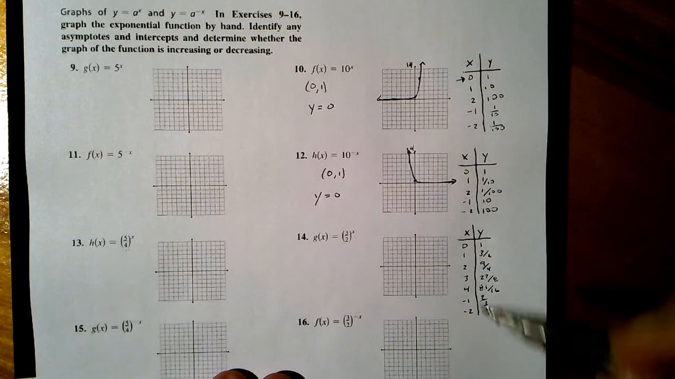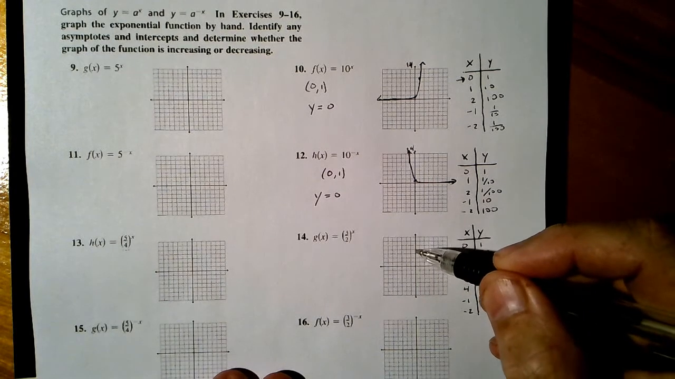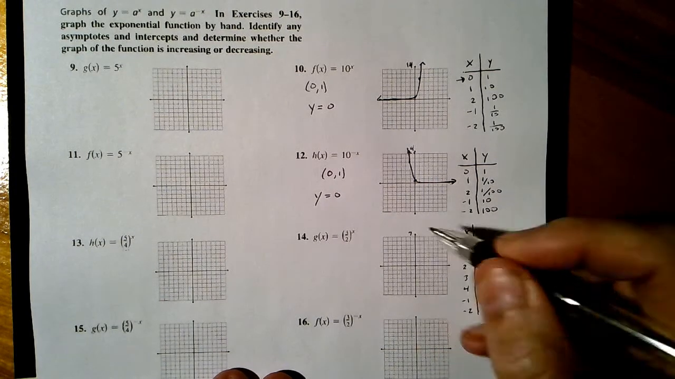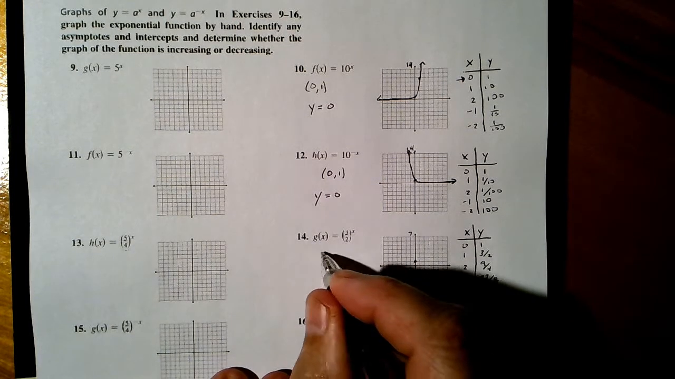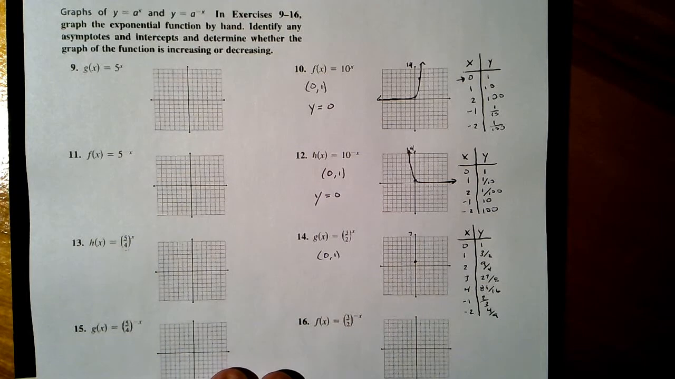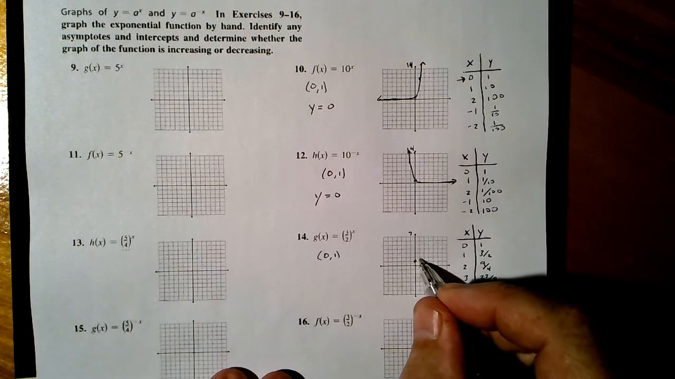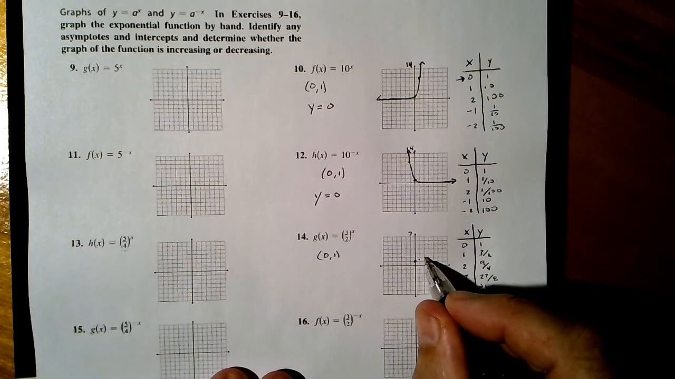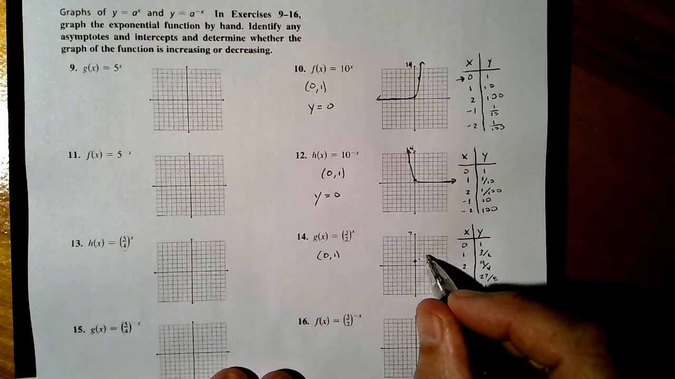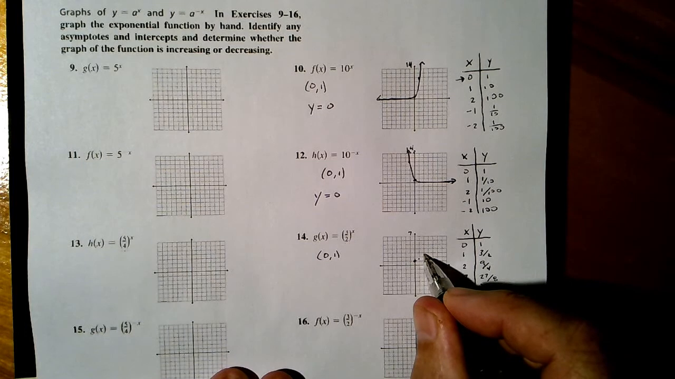I'm going to count by ones here. 1, 2, 3, 4, 5. Of course, it's 7 up here. Put in 0, get out 1. (0, 1) is an intercept. Put in 1, get out 3/2. Put in 2, get out 9/4. 4/4, 8/4, 9/4. Can barely tell it's even growing.